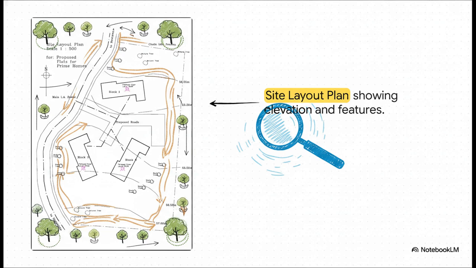Look closely at those curved lines running across the site. Those indicate the physical elevation, sloping up from 55 meters to 57 meters. Seeing that instantly tells the estimator, okay, we need to account for earth moving and site leveling.